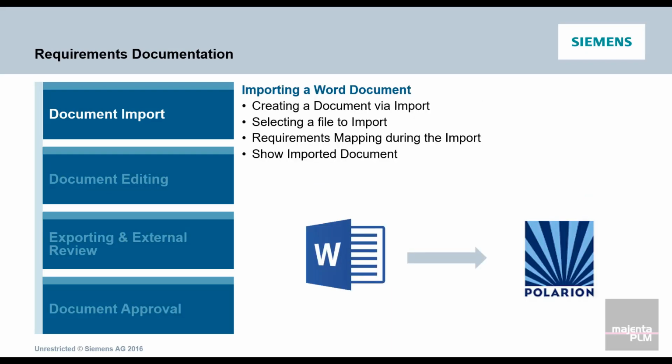So within a document import, we are going to import a Word document into Polarion. We're going to create a document via the import. We're going to select what file to actually import into Polarion. We're going to look at requirements mapping during the import process, and then we're going to show you the imported document within there.